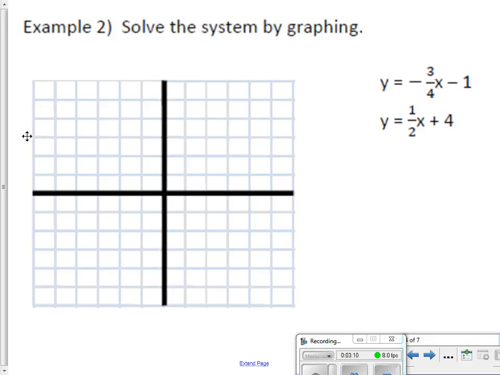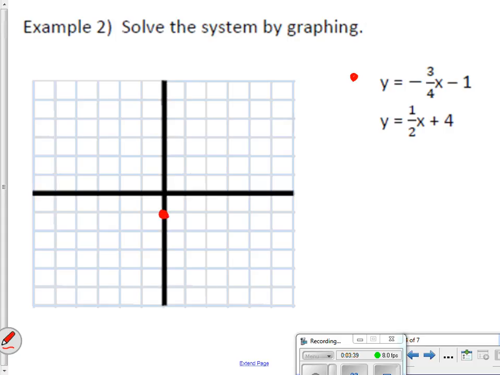Okay, moving on to solving with graphing. So in this case, we are going to graph these ones. We can see we have two equations, y equals -3/4 x minus 1, and y equals 1/2 x plus 4. For our first one, let's graph it using red. Looking at our y-intercept, we go down 1 is going to be our first spot, or our y-intercept.